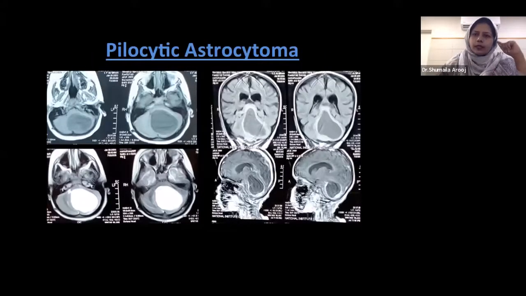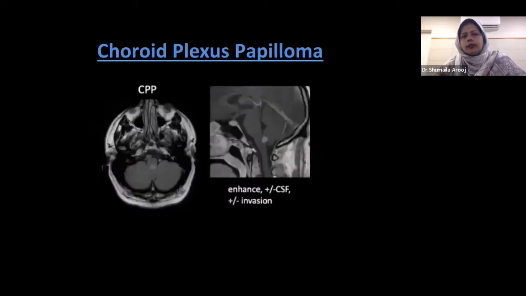Then if we come to the cerebellar hemisphere lesions, another very important lesion is the pilocytic astrocytoma, which is a large cystic mass in the cerebellar hemisphere, but it has an enhancing mural nodule, which is seen here on the sagittal post-contrast T1 weighted images. So this is a pilocytic astrocytoma in a pediatric patient. It is an important differential of a pediatric age group cerebellar hemisphere lesion.